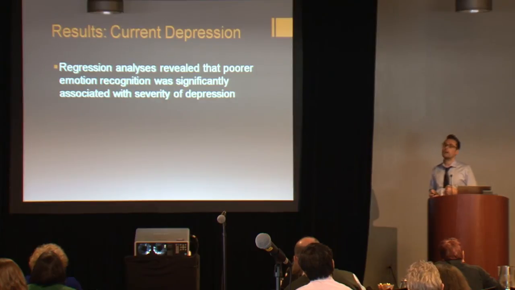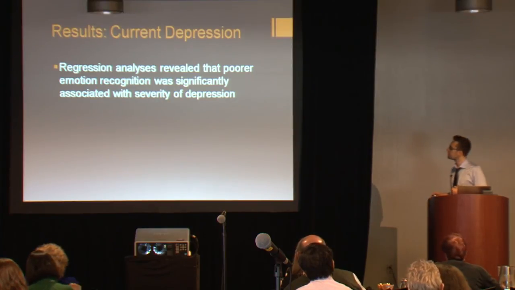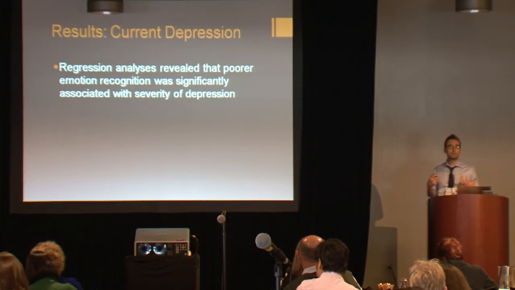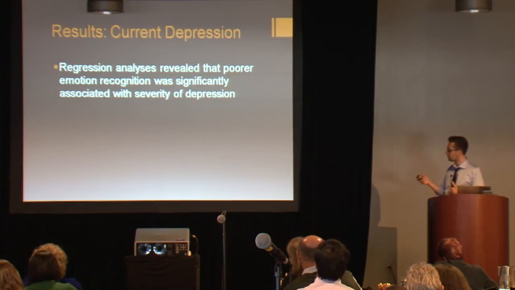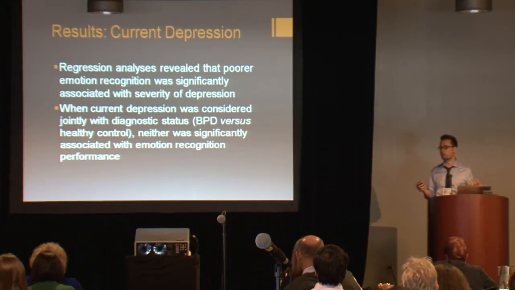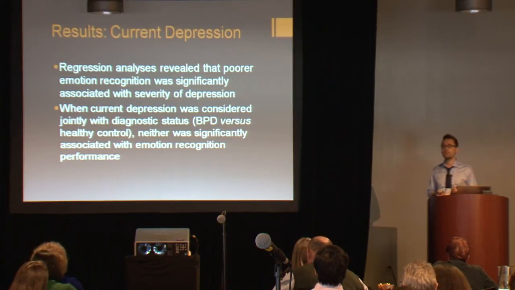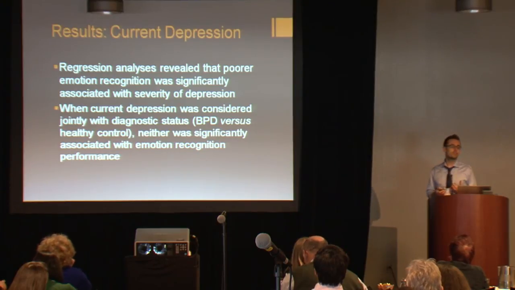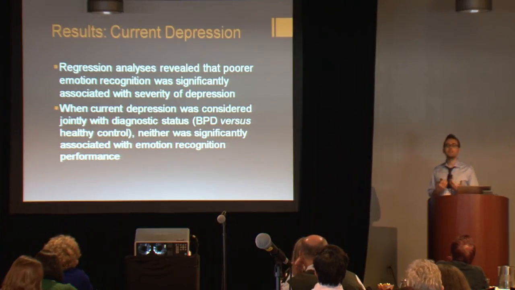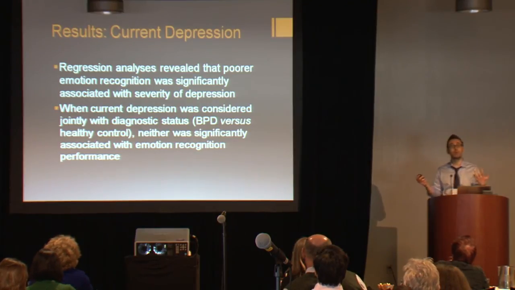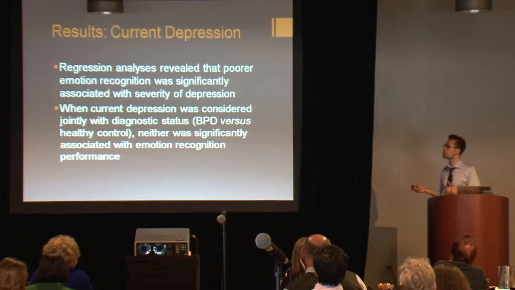When it comes to looking at other symptom dimensions that might be relevant to this, we did conduct regression analyses to look at how depression contributes to these poor recognition performances. The long story short is, if you consider depression and diagnostic status jointly, neither one of these is significantly associated with emotion recognition, so they both share a great deal of variance. And so we don't have a clear answer to this question of, is this all just depression that's causing this bias in their emotion perception?